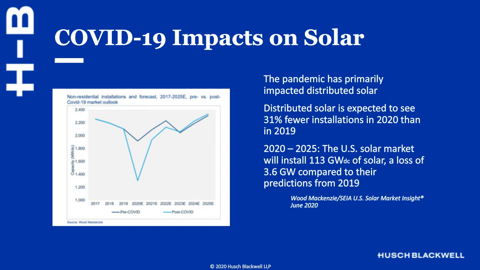Here's another chart that shows us the impacts on the solar industry as opposed to the wind industry. Distributed solar has really been hit hard, and the expectation is that we're going to see 31% fewer installations in 2020 than in 2019. The projections, though, through 2025 are strong, but they are down compared to the predictions that were made as recently as 2019. We'll all have to stay tuned and see where that goes.